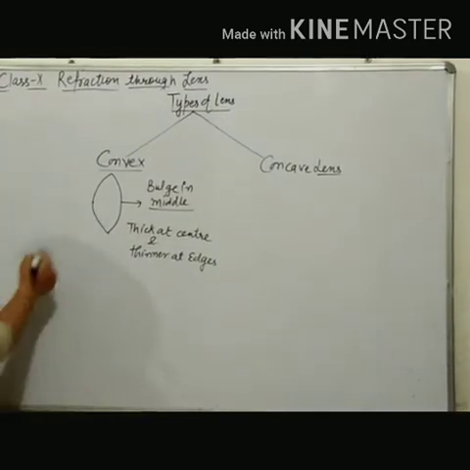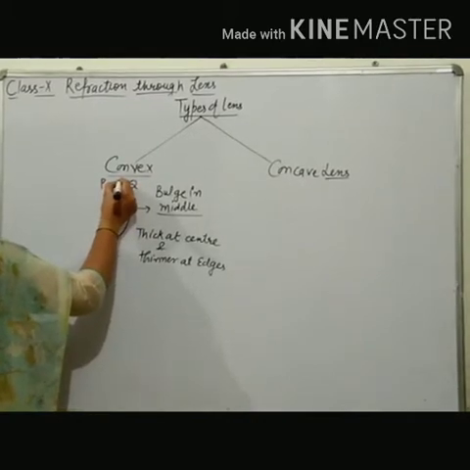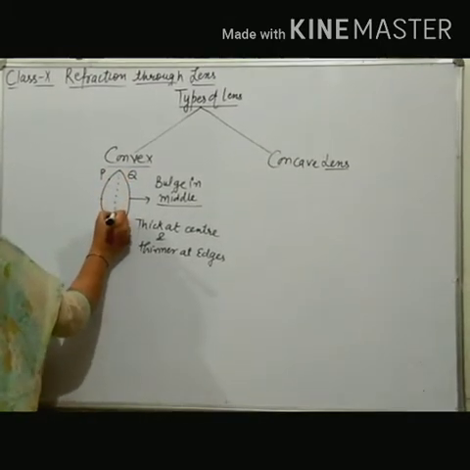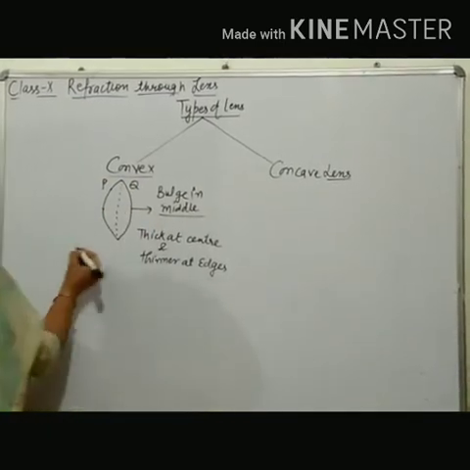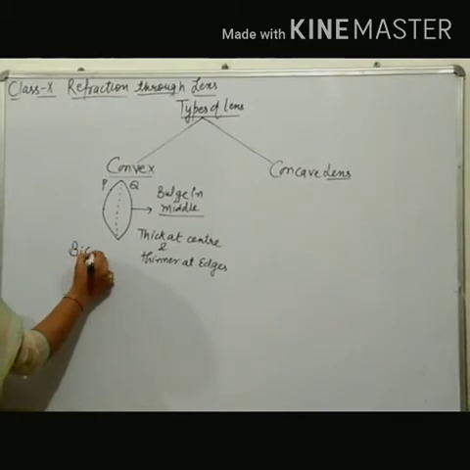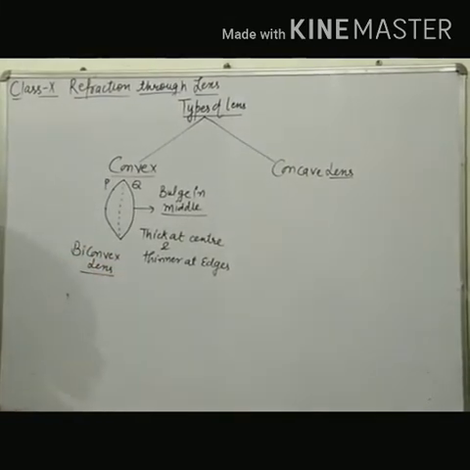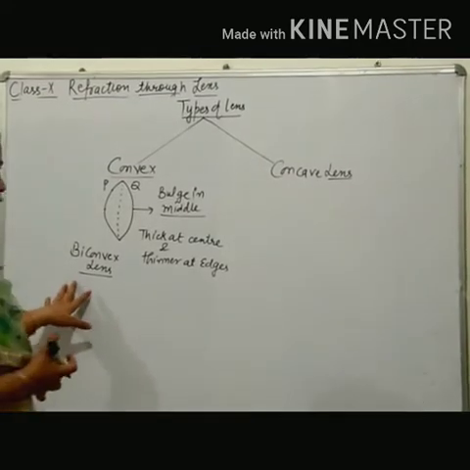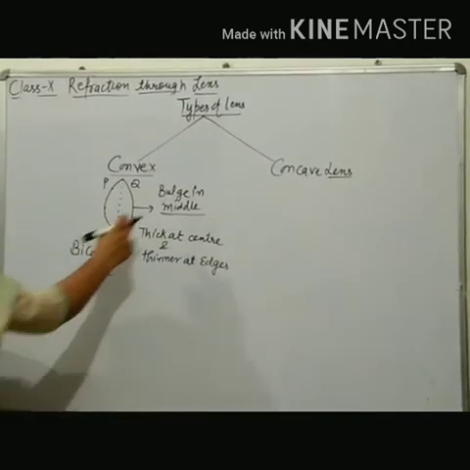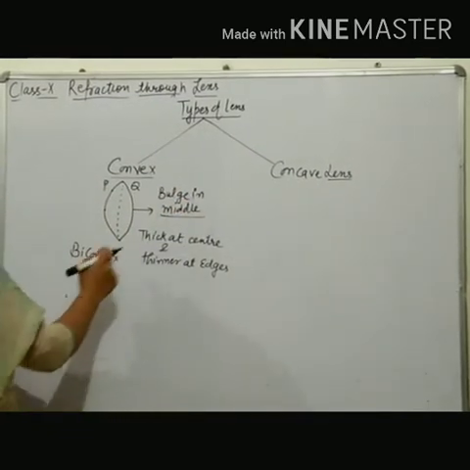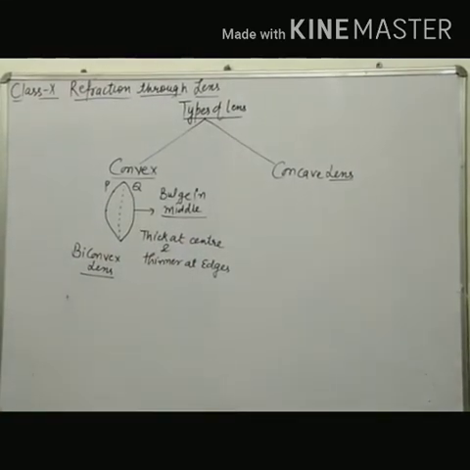It is bounded by two spherical surfaces P and Q. If I draw a line passing through its center, both the surfaces are bulging out, so it is known as biconvex lens. But instead of saying biconvex lens, we mostly call it convex lens. So what is convex lens? Bulge in the middle, or we may call it thick at the center and comparatively thinner at the edges.